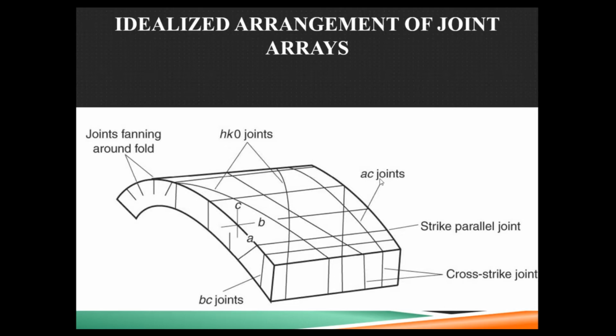Now you can see these AC joints. They're cracked through the rock vertically, and they follow the line of A from side to side. BC joints crack vertically straight through in the C direction and then follow it side to side in the B direction. On the other hand, there are these HK0 that just go through at some random angle.